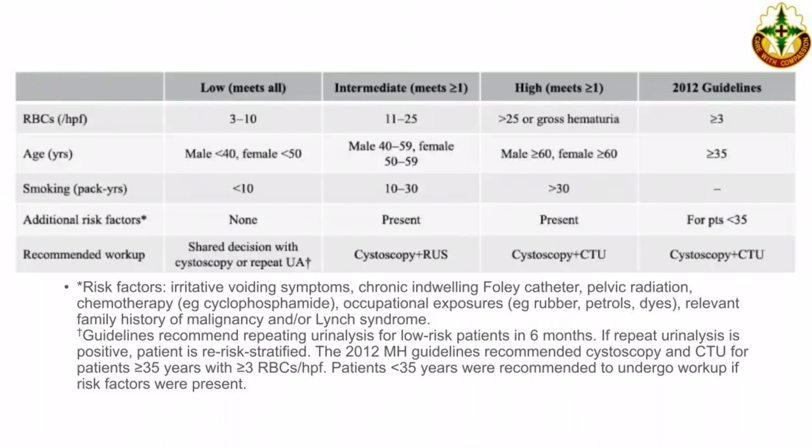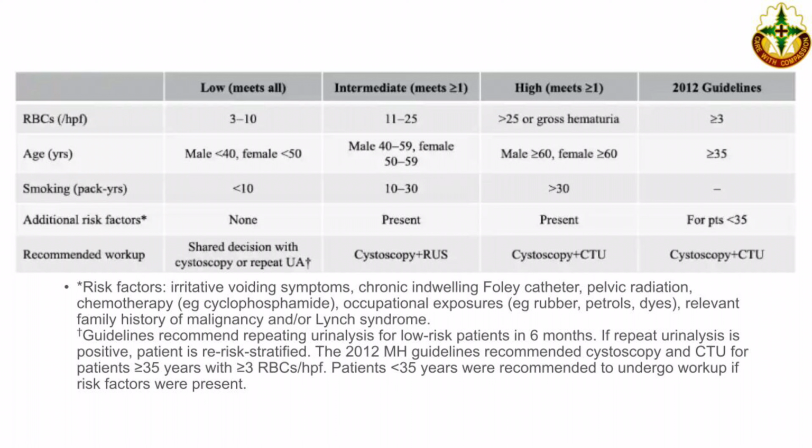The 2012 AUA guidelines defined hematuria, as you see on the far right column, simply as UA with at least 3 red blood cells. So all patients over age of 35 meeting this criteria would undergo cystoscopy to evaluate their lower urinary tract and CT urogram, also called CTU, to evaluate their upper urinary tract. However, this really made all these patients go through unnecessary radiation exposure and surgical intervention.